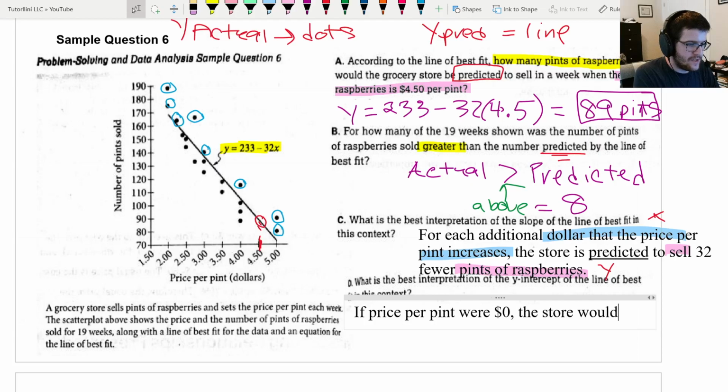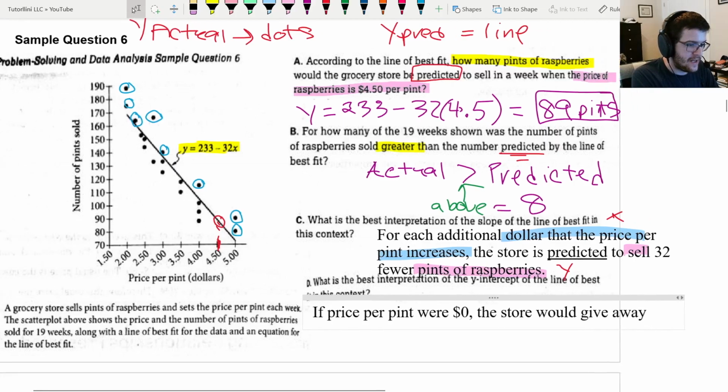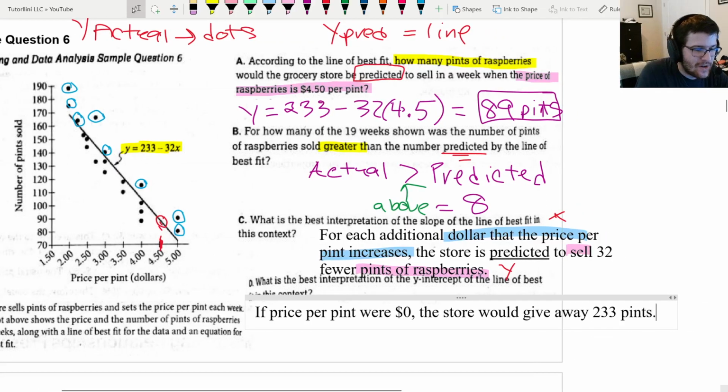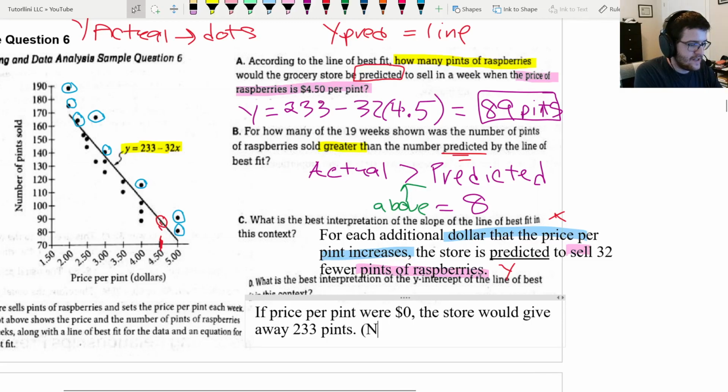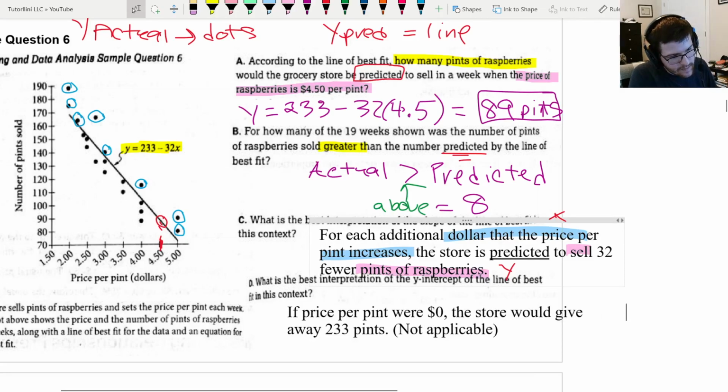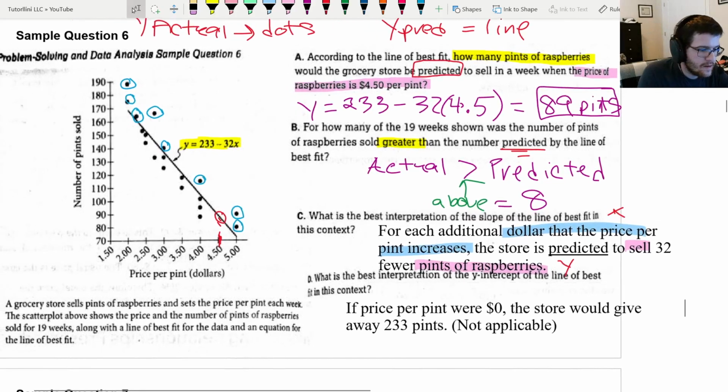Store, they wouldn't sell them because they're $0, right? So they would essentially give away 233 pints. As you can see, for this context, that's not really applicable. It doesn't make any sense. They're not going to just start giving away 200 pints, and even if they did, they'd probably give away way more than that, right?